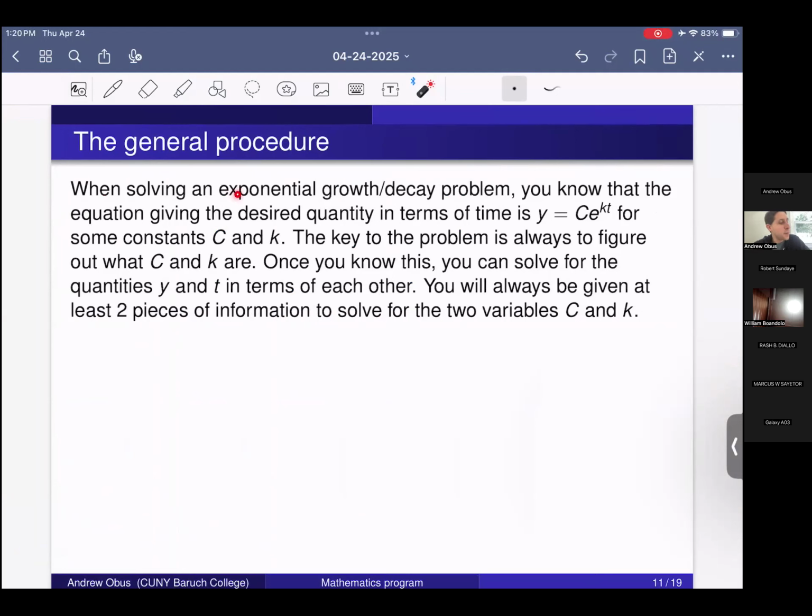When you're solving an exponential growth or decay problem, you know that the equation giving the desired quantity in terms of time is always y equals c e to the kt for some constants c and k. The key to the problem is always to figure out what c and k are. Once you know this, you can solve for the quantities y and t in terms of each other. And you will always be given at least two pieces of information in the problem, because you need two pieces of information in order to solve for the two variables c and k.